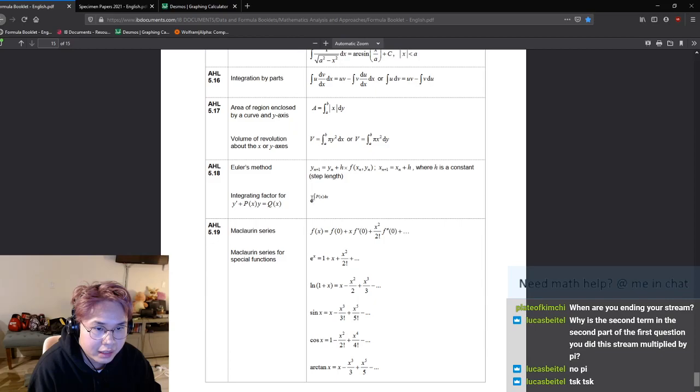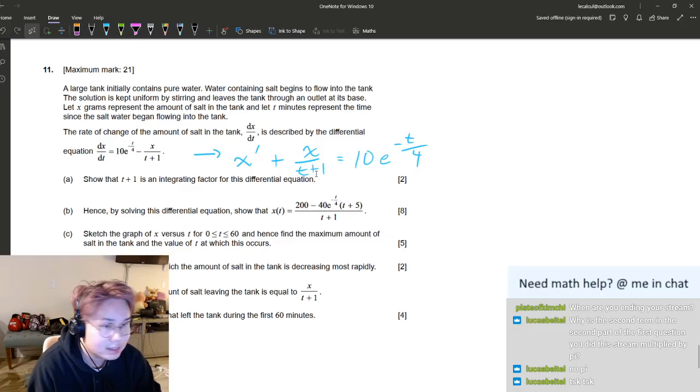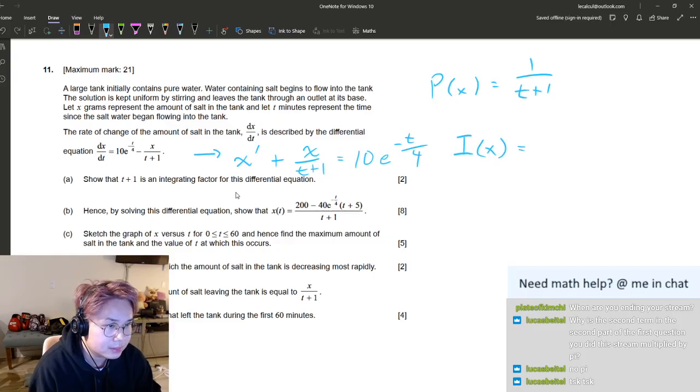so to find the integrating factor, I take e to the integral of p of x. P of x is the coefficient of y. In our case, the coefficient of x. So p of x is 1 over t plus 1. Therefore, our integrating factor is e to the integral of 1 over t plus 1 dt.